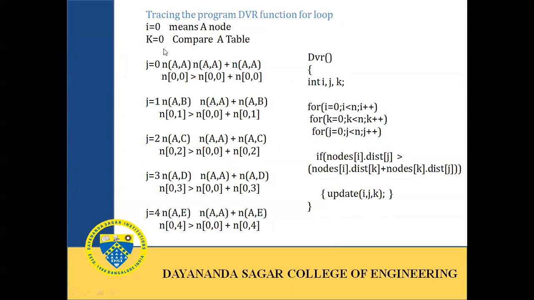Initially, I is equal to 0. I is equal to 0 means it is node A. And K is equal to 0. That means we are comparing the A table, so node A is comparing its own table. And J indicates 0 to n, all the destinations in the neighboring node. Now comparing the A node with itself has no meaning, so we'll go with the next loop. Once the J loop is done, K gets incremented to 1.